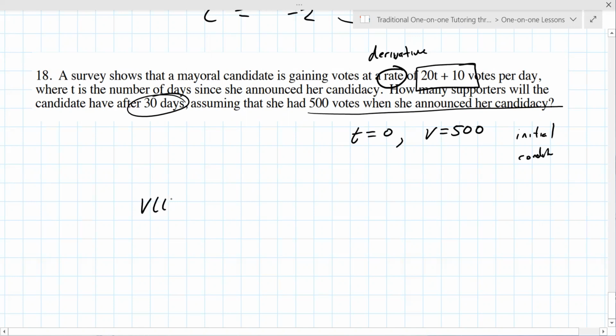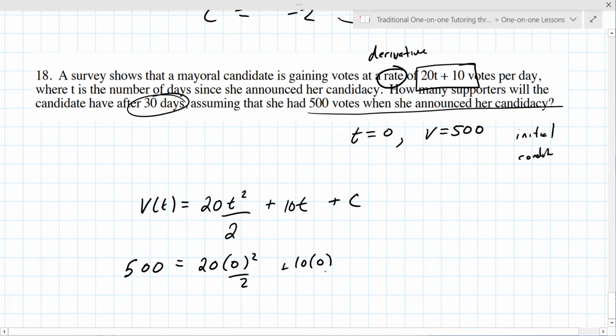So 20t. It's 1 plus 1, then divided by, what would you divide it by? The new exponent. Okay, so 2. New exponent plus, is it 10x or 10t? 10t in this case. And then there is a c. So your c ends up being 500, but what I would tell you to do as a calculus student is to still plug it in. 500 equals 20 times 0 squared over 2 plus 10 times 0 plus c.